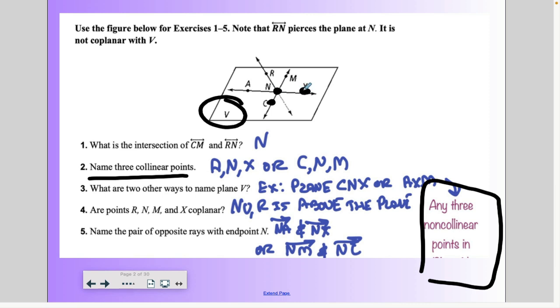Okay? Cool. Now I want to talk about number 4. Are points R, N, M, and X coplanar? They're not. Question, where is point R? Point. Yes, good job. Up here. Okay? If you're visualizing this thing, which you're going to hear so much in chapter 1, the plane is flat, R is above. That's why they drew that line. In theory, I guess there could be a point down here. We could call it sigma.